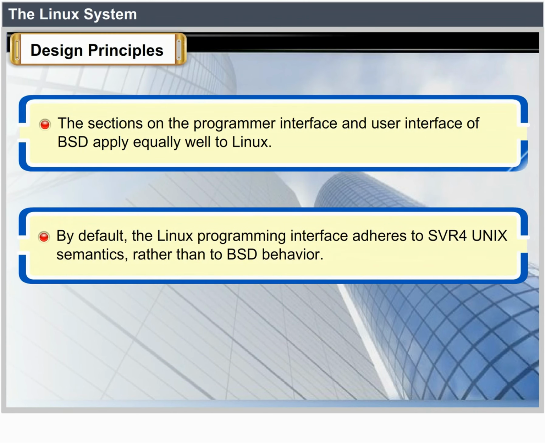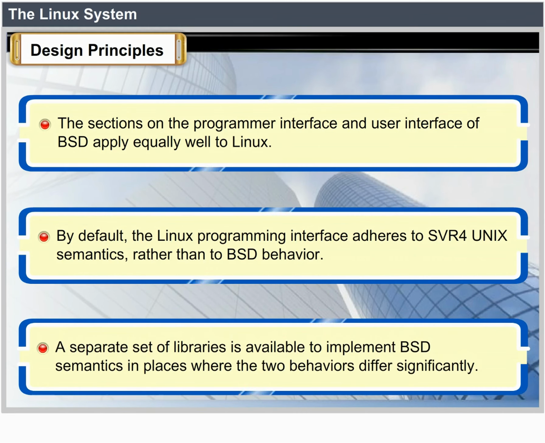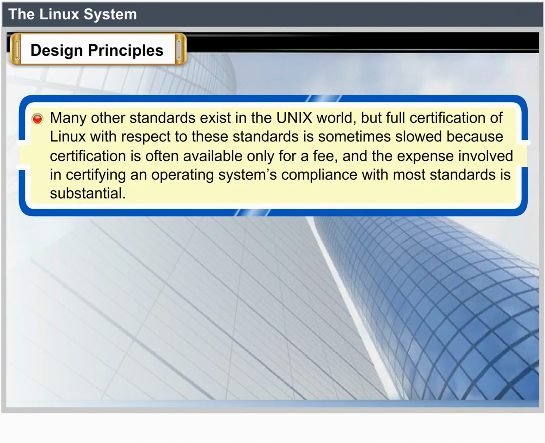By default, however, the Linux programming interface adheres to SVR4 Unix semantics rather than to BSD behavior. A separate set of libraries is available to implement BSD semantics in places where the two behaviors differ significantly. Many other standards exist in the Unix world, but full certification of Linux with respect to these standards is sometimes slowed because certification is often available only for a fee, and the expense involved in certifying an operating system's compliance with most standards is substantial.